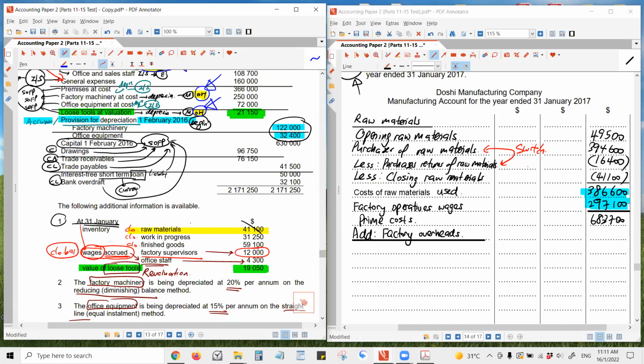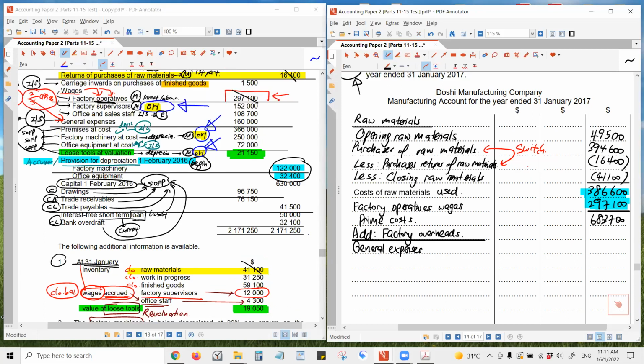Okay, let's do it. I begin with the description first, writing them on the left. Firstly, I write, shall we pick general expenses? Okay, let's pick up general expenses first. Sequence doesn't matter. Once again, the sequence of all the factory overheads doesn't matter. In arranging them, which one comes first, it doesn't matter. Next, you have factory supervisor wages.